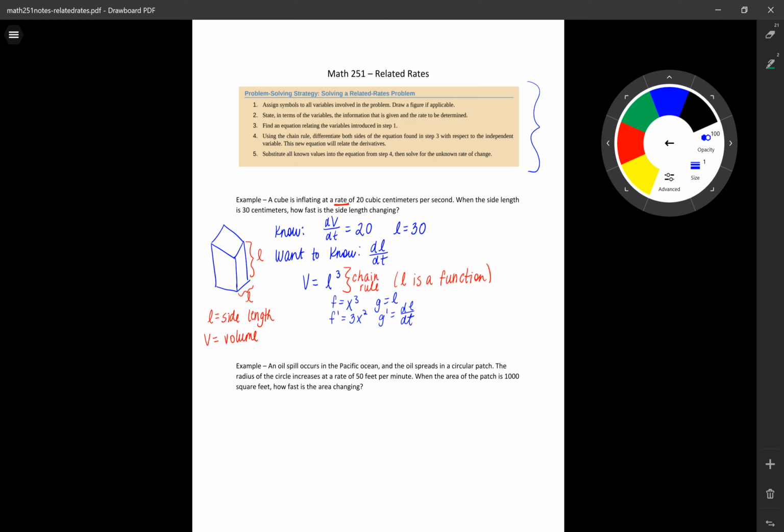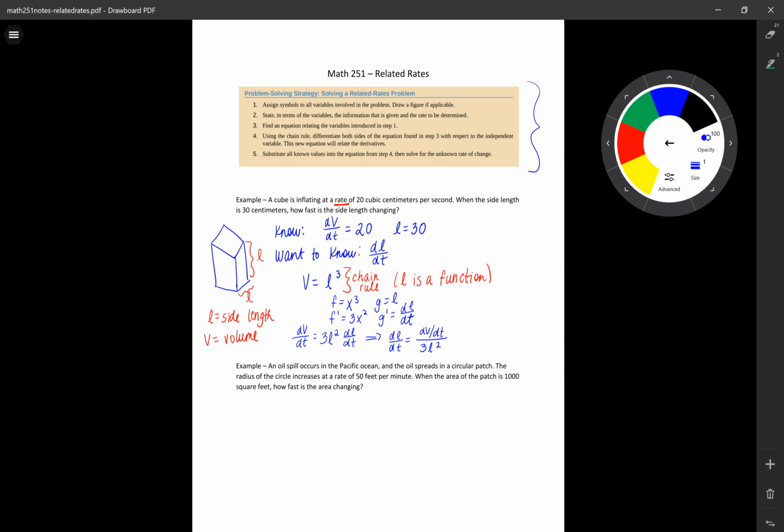So when I differentiate both sides here, on the left side I get dV/dt. And on the right side I get f prime of g, that's 3L squared, times g prime, that's dL/dt. And I'm trying to solve for dL/dt here. So if I shift this around a little bit to isolate dL/dt, I get dL/dt is equal to dV/dt divided by 3L squared.